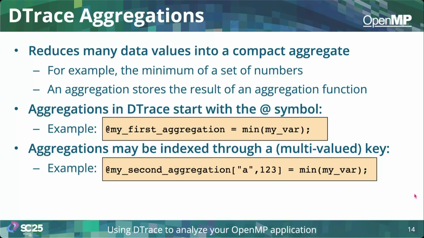The aggregation can be indexed. You can have an index. It's like an associative array. In this case, I have a key consisting of 2 fields, a string and an integer. And in that way, you can use aggregates in a more flexible way. And that's in the example.